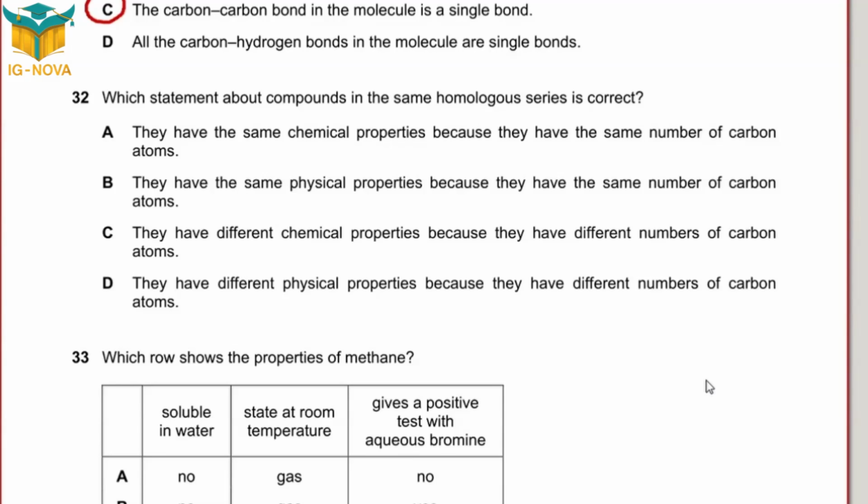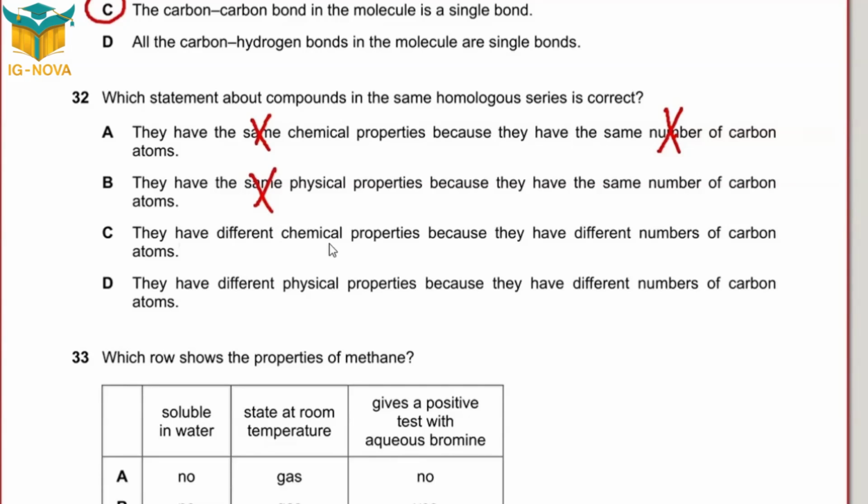Same homologous series. They have the same chemical property? No, they have similar chemical properties, not the same. They have the same physical properties? Wrong. They have a gradual trend in the physical properties. If you accept this one you might accept the next because they have the same number of carbon atoms. Also a mistake, because they do not have the same number of carbon atoms. They have a gradual number of carbon atoms.